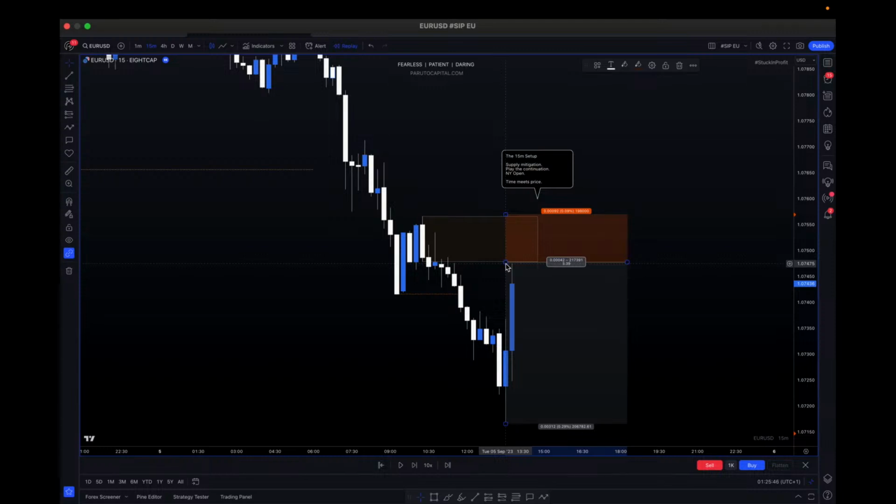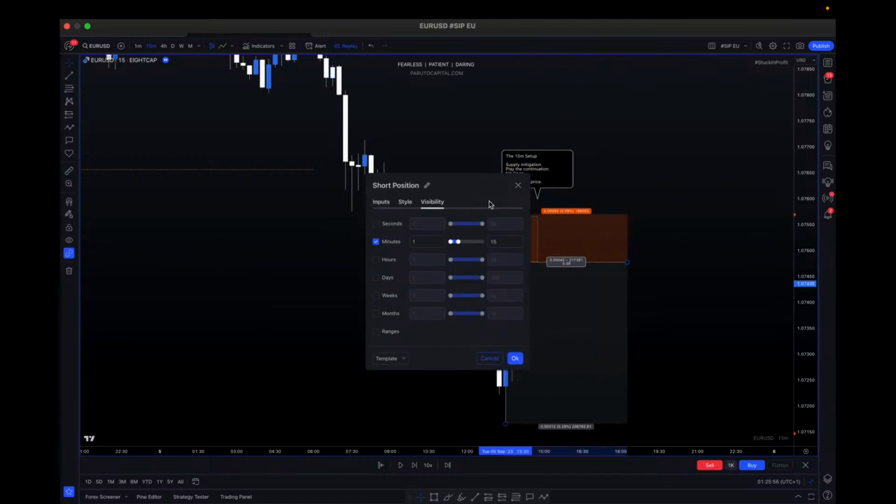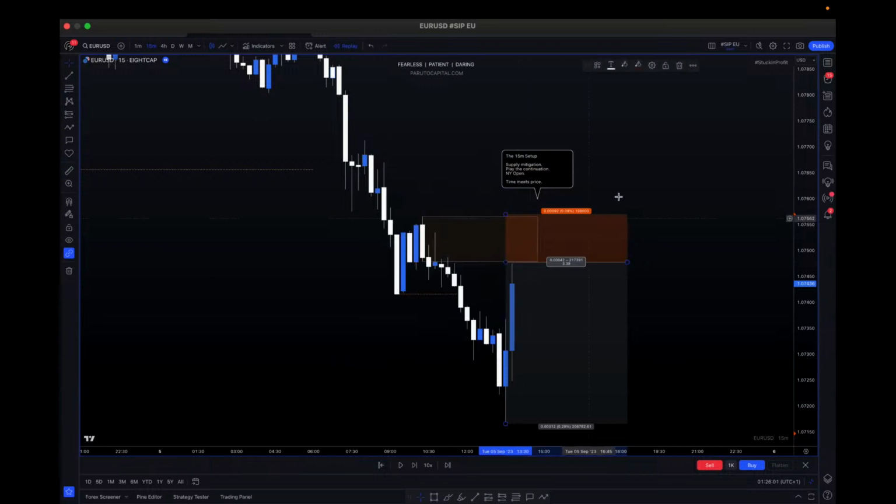If the 2 of them work out, fine, you're great, you're awesome. But then if one fails, the other one hopefully holds the line. So that is essentially it. So this is the 15 minute setup. Now let's go down to the 1 minute and let's see how we'll play that on the 1 minute.